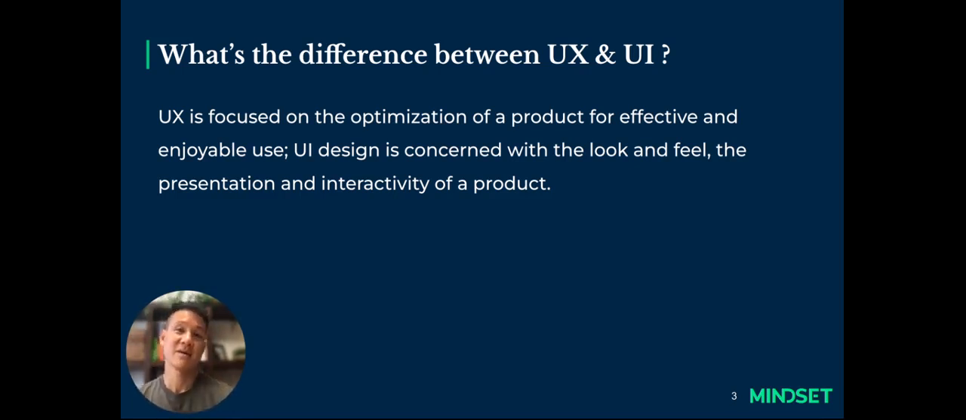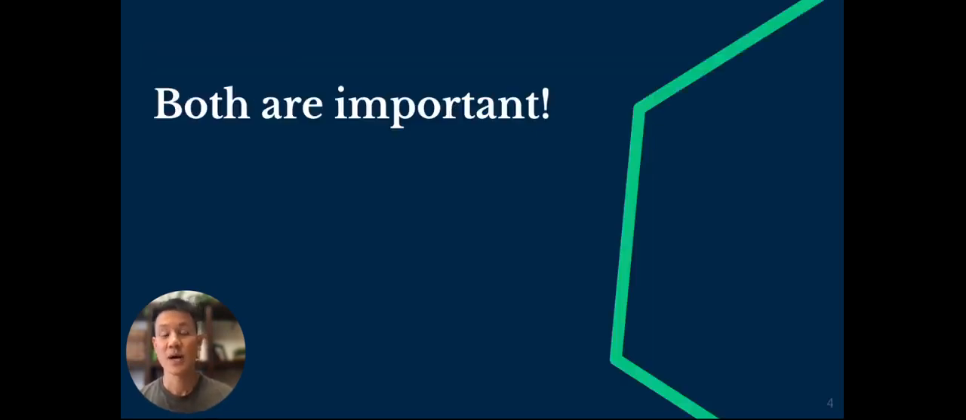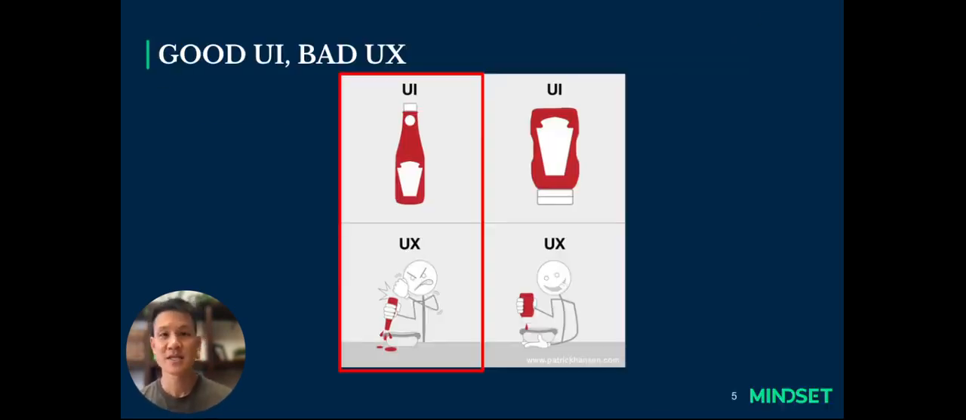So to give some examples of what the difference is between the two and why they're both equally important, let's take the classic Heinz ketchup bottle. On the left, you could say that the UI is good, looks nice, but if you've ever experienced this, and I have, you're trying to pump out the ketchup onto your hot dog and it just comes out in all these big glops, right? Or nothing comes out at all. So you could say that it's a bad user experience.